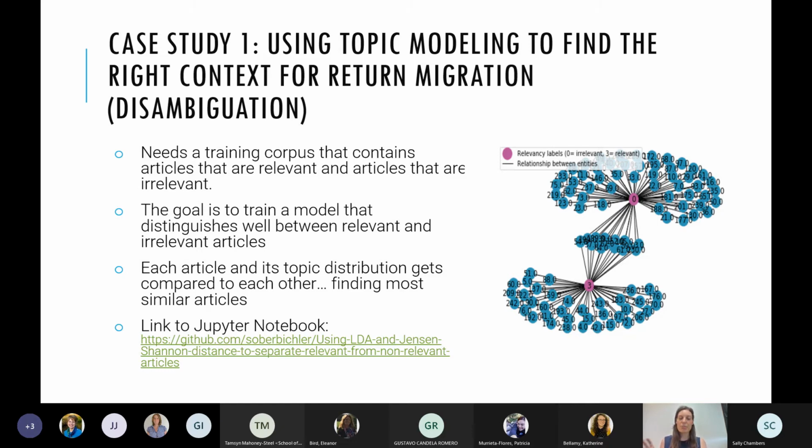So basically, this was the training corpus, but then I was using a testing corpus, also with the information on relevancy, but which was unseen so far. I was trying to compare them, and the more similar the topic distribution of an article was to one of those topics, the more likely it was that this article was selected as non-relevant.